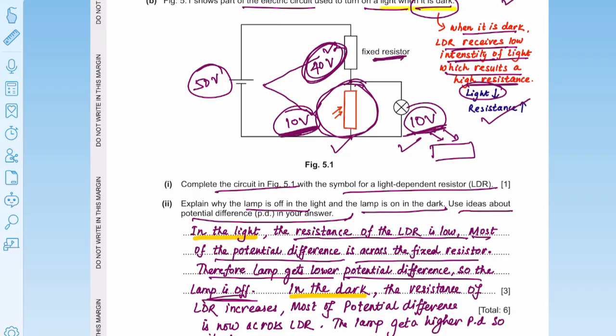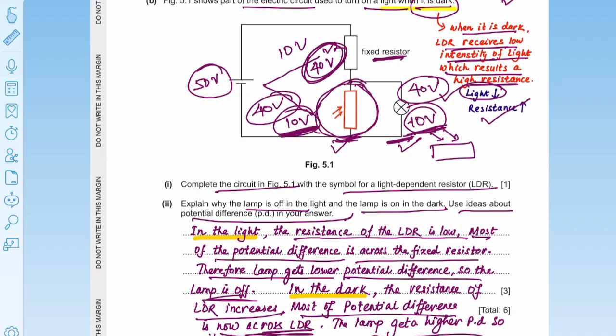Now reverse the case. For example, this one is 10 volt and this will be 40 volt, so this will get 40 volt as well. This LDR and the lamp are connected in parallel, which means they will consume the same amount of voltage or PD. That means in the dark, the resistance of the LDR increases and most of the potential difference is now across the LDR. The lamp gets a higher PD to turn on. So please pause it and write down the answer for this question. This is how you write it down and you will get the marks in the exam.